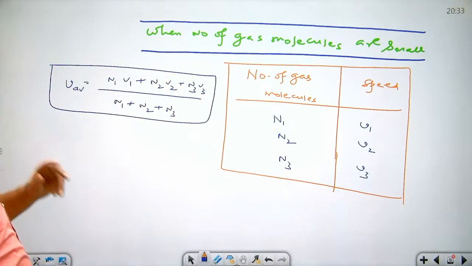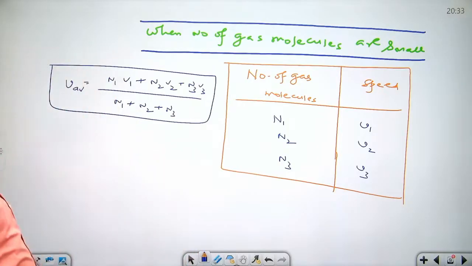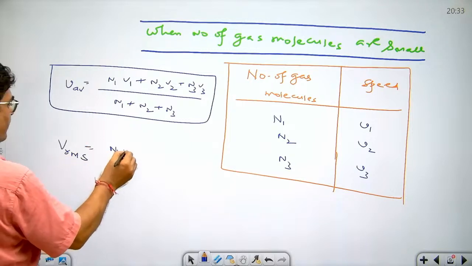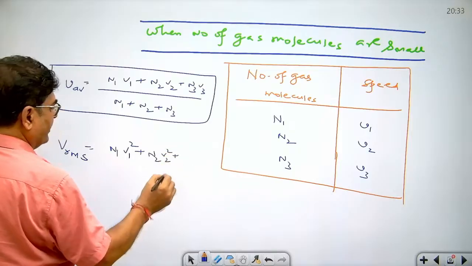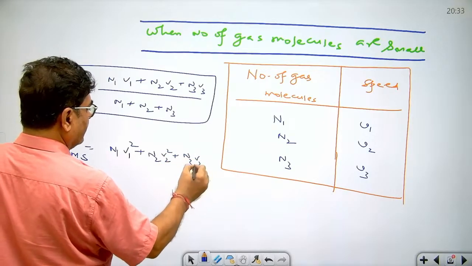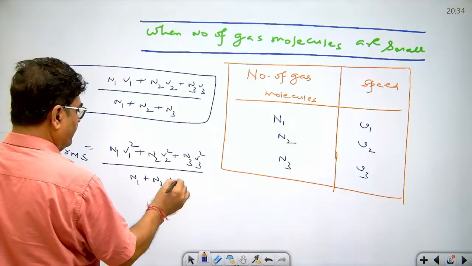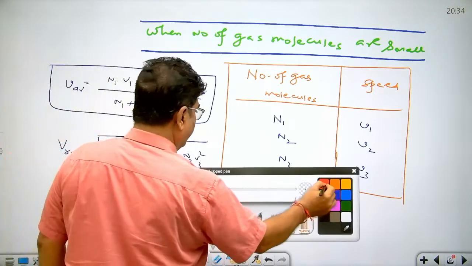Now, how do we write RMS speed? That is root mean square speed. Okay, root mean square speed. This will be written as N1 V1 square plus N2 V2 square plus N3 V3 square divided by N1 plus N2 plus N3, all under root. This is how we will be writing root mean square speed.